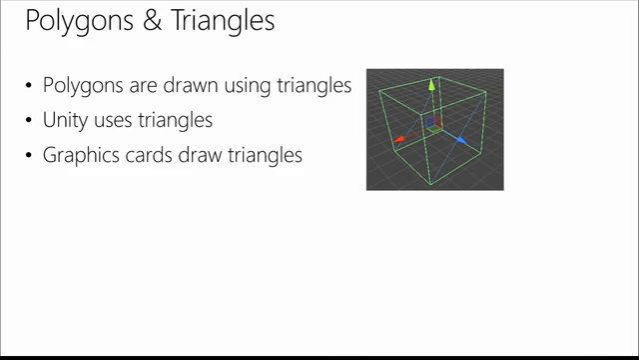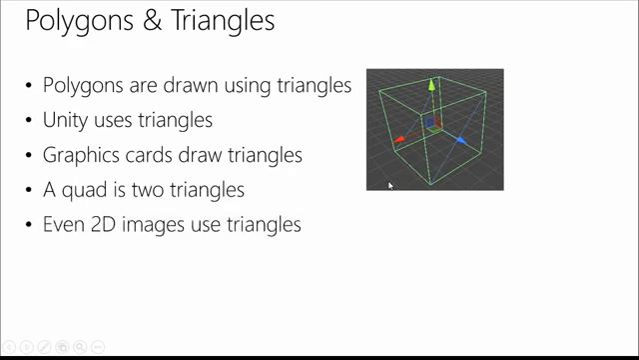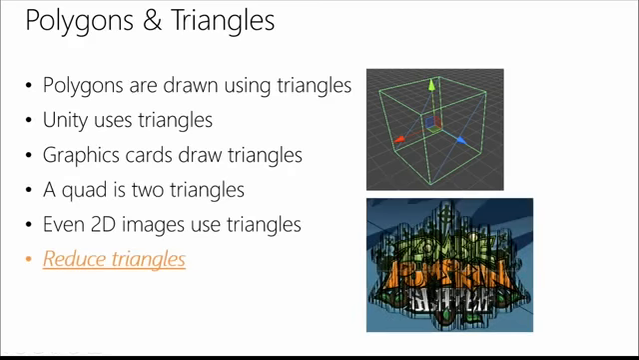If we look at this cube on the right-hand side here, we can see this cube surface is actually 2 triangles. A quad is 2 triangles. What a coincidence. So even 2D images use triangles. And this is where that term tris comes from, when you hear people go, how many tris are in your level? What's the tri count? That's triangles. It's just a nickname for triangles.